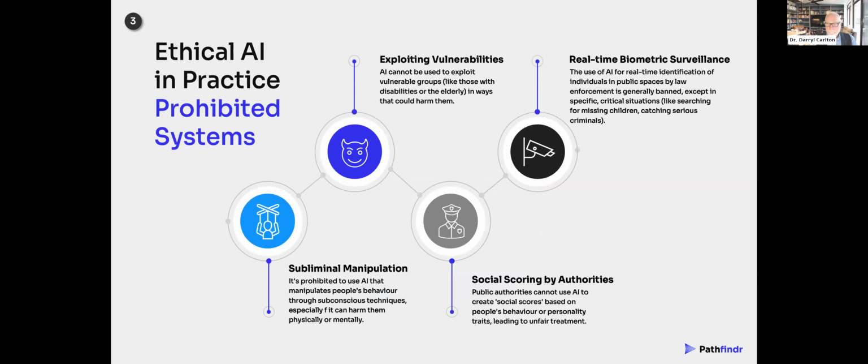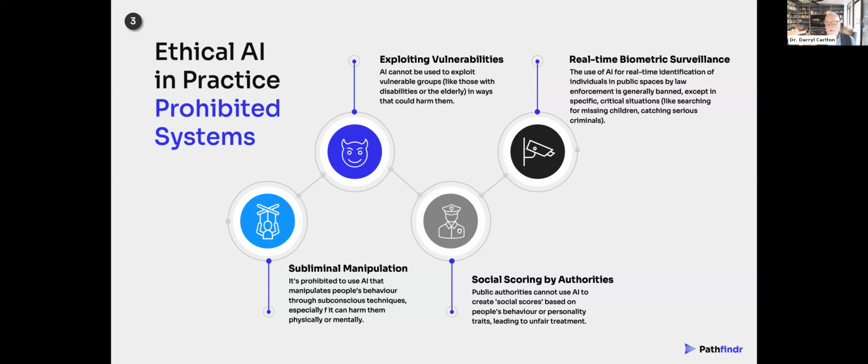The general approach by most jurisdictions is to have what's called a risk-based approach. So identifying the risks that are involved in the AI systems and managing the risk. So some systems, particularly under the EU legislation, are prohibited. AI systems that engage in subliminal manipulation, AI systems that exploit vulnerabilities, that have real-time biometric surveillance.